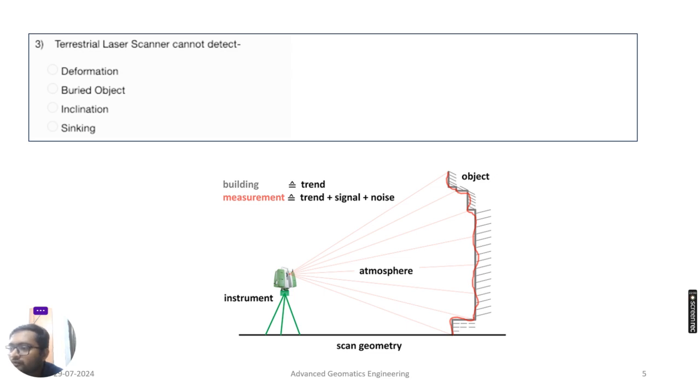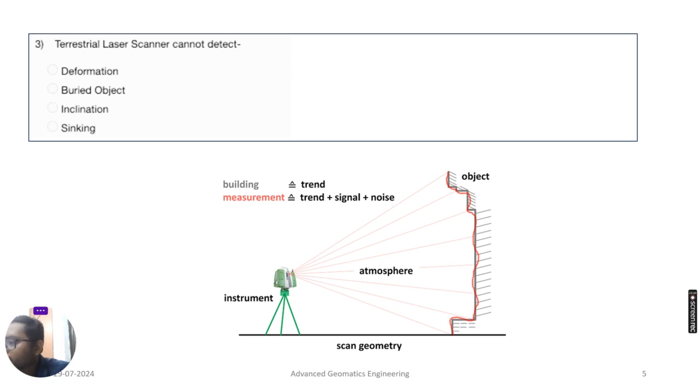Now if you scan the object which is in front of the machine or in the surroundings of the machine, which of these things can you not detect? The options are deformation, buried object, inclination, and sinking. Can anyone give an answer? Yes, buried objects we can't detect. Can anyone tell why? Because the light can't pass under the soil. Okay, so the laser cannot penetrate through the soil.